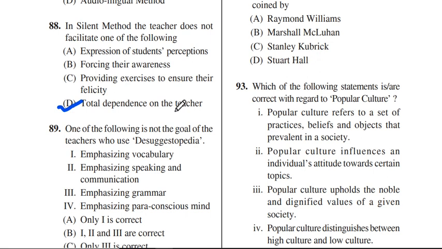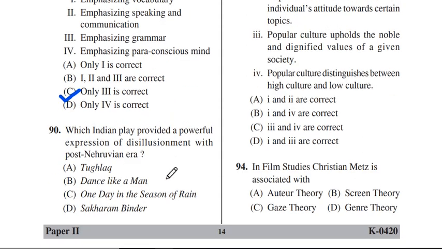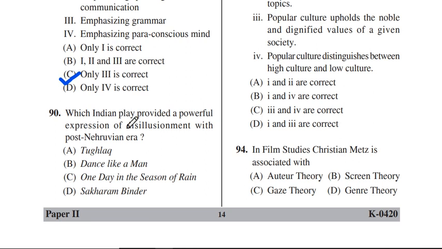Next, question number 89. One of the following is not the goal of the teacher who uses Desuggestopedia. The correct answer is only 3. That means emphasizing grammar. Next, question number 90. Which Indian play provided a powerful expression of disillusionment with the post-Nehruvian era? Tughlaq.